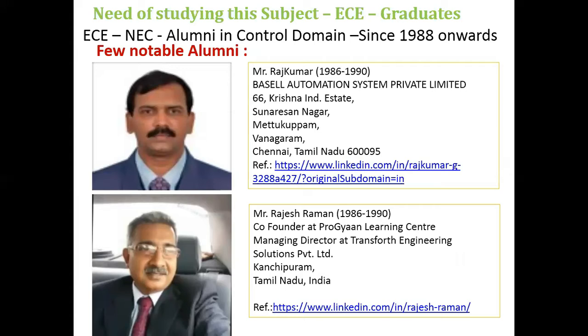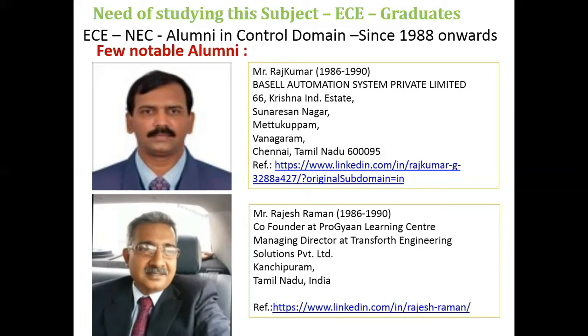Next, as an EC graduate, we have some doubt: whether we will have some job opportunity, or what is the future of studying this control system subject? Everyone has this doubt. If we see our alumni, from 1988 onwards, our alumni are in good positions in the field of control system. A few of them have their own companies in control system field. Mr. Rajkumar and Rajesh Ramanan, I have displayed 2 notable alumni who have their own companies in this domain.